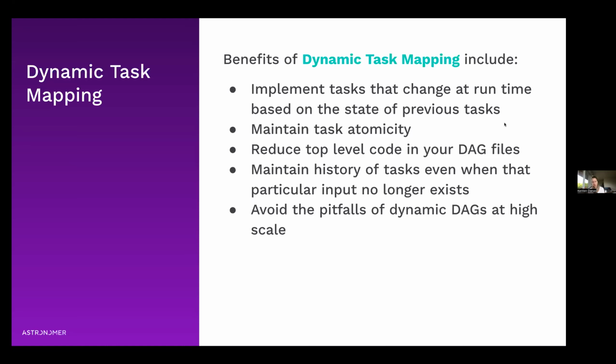One of the particularly important ones, in my opinion, is that by implementing dynamic tasks in this way, you'll maintain a history of those tasks, even when that input no longer exists. This was another pitfall of one of the workarounds I've talked about for dynamic tasks. If you're implementing some sort of list at parse time, and the next time your list has gotten shorter, whatever was in there before is no longer going to show up in your DAG history. As far as Airflow is concerned, you have removed that task. That can obviously be problematic. So here with dynamic task mapping, all of it is going to stay, and I'll show in just a few minutes how you actually go through the UI and get all of that information.